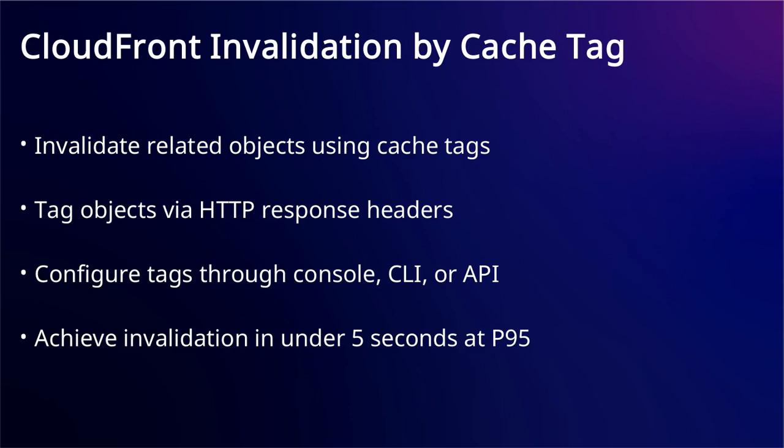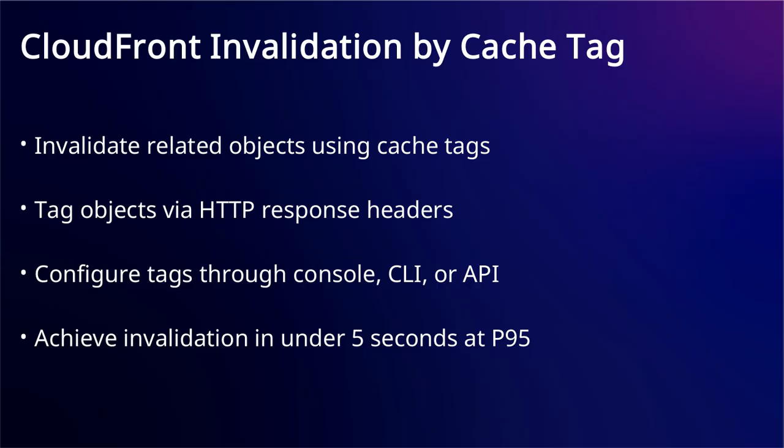Previously, invalidating related cached objects without a common URL path required tracking individual URLs or using wildcard patterns that cleared unrelated content. This approach reduced cache efficiency and made workflows like updating product information, handling takedown requests, or managing multi-tenant content complex. CloudFront invalidation by cache tag addresses this problem.